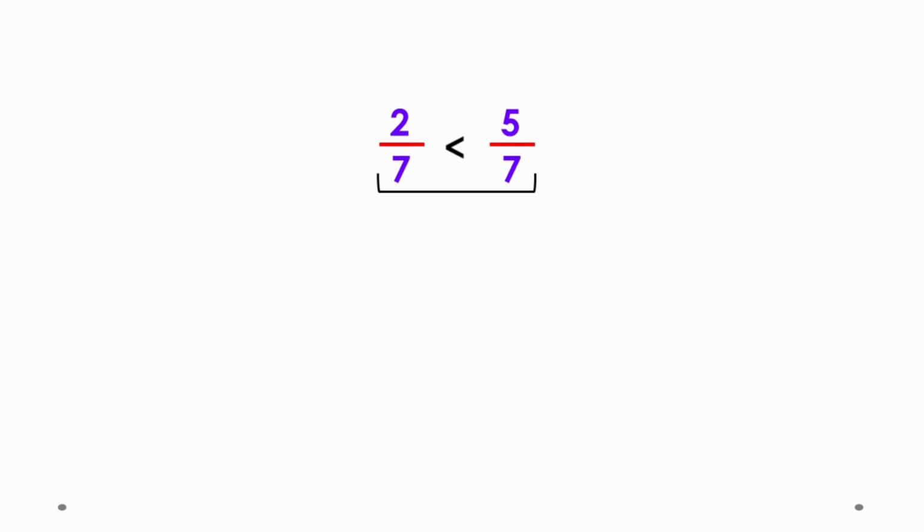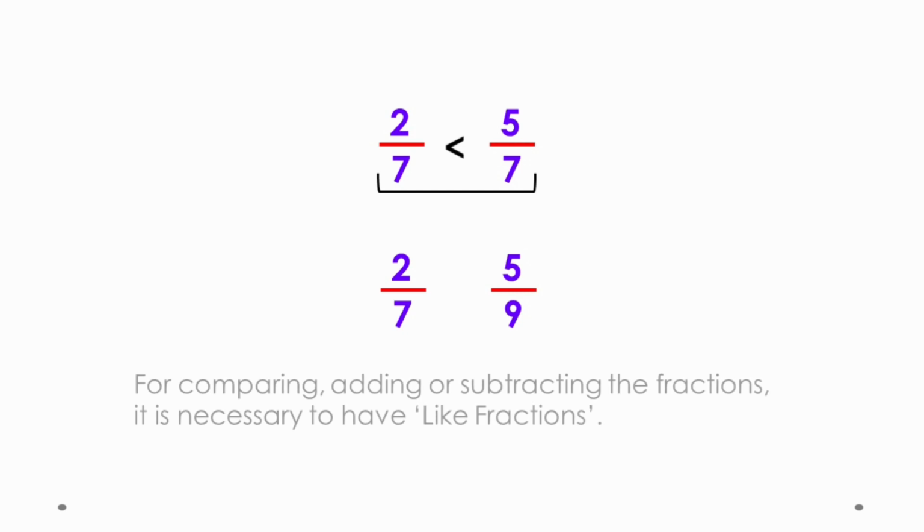Had the fractions been 2 by 7 and 5 by 9, we could not have made the statement that 5 is bigger than 2, so 5 by 9 is bigger than 2 by 7. As these are unlike fractions, that cannot be the case. So for comparing, adding or subtracting the fractions, it is necessary that the fractions are like.